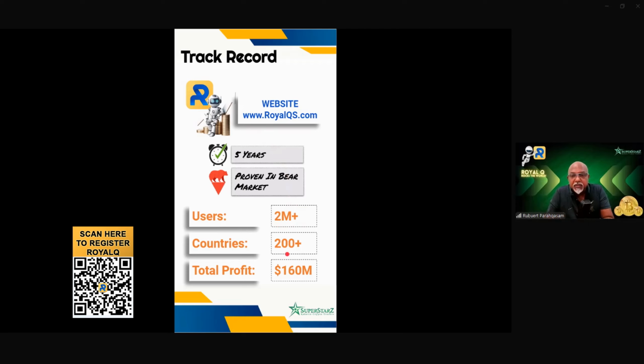How many countries? Where are they from? Well, the whole planet has 254 countries, and the record shows that it's more than 200 countries. Practically the whole wide world. I think every single country in the world may have a Royal Q user. To date, the profit made by Royal Q for its users is in excess of $160 million. Wow. Not 10, not 20, not 30, not 40, $160 million. That's crazy.